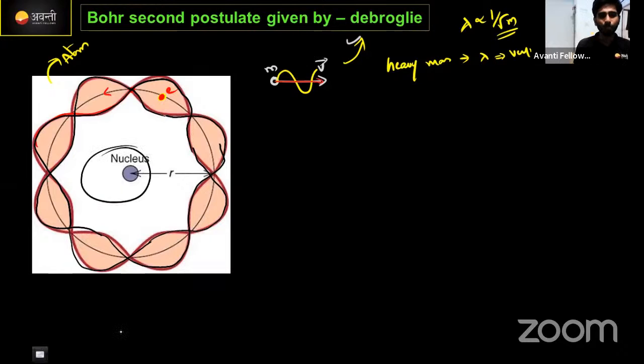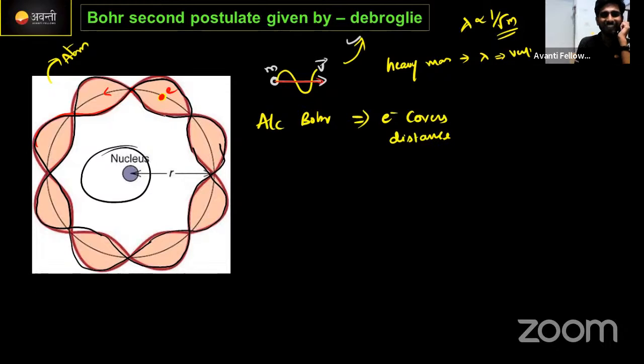Now, according to Bohr, the electron which is covering some distance, right? When it completes one revolution, it will cover some distance, right? Electron covers distance. How much distance does it cover? If it is moving in one circular orbit, let me know. What is the distance covered by the electron if it completes one complete revolution?